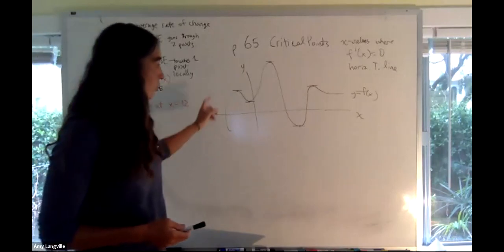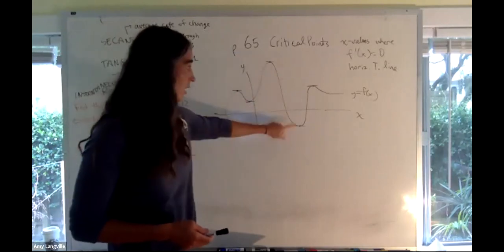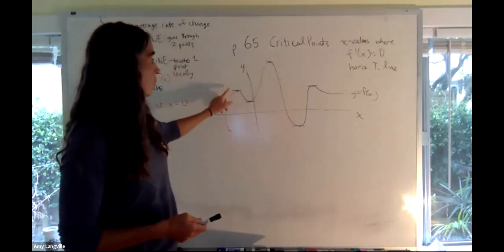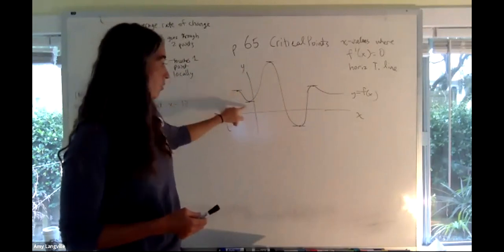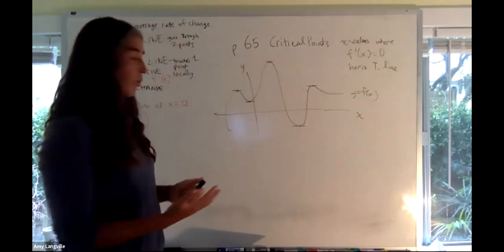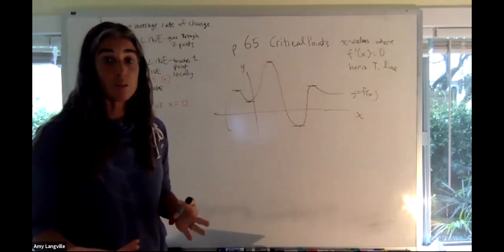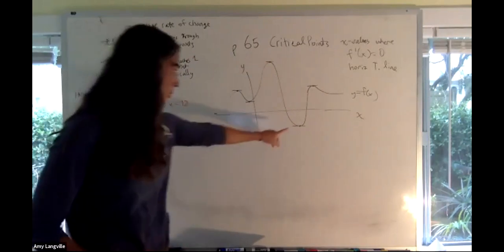But critical points in this case, every single one of them is either a max or a min, right? This is the maximum of all of its neighbors. It's the tallest nearby. There are peaks or valleys, right? Peaks, valleys, peaks. Those are important points. They're critical because they could be places where you have the maximum profit, the minimum cost.